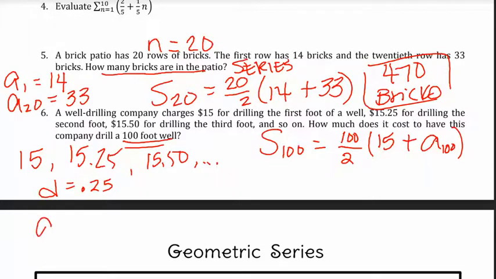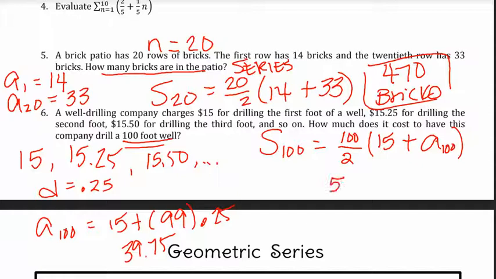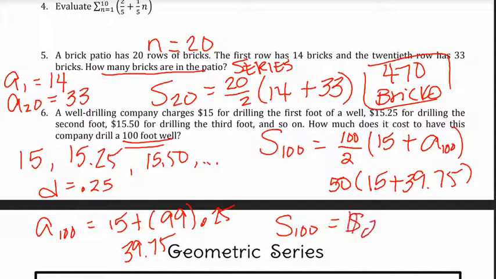So I'm going to have to do a sub 100 equals a sub 1 plus 99, because n minus 1 is 99, times 0.25. If I type all of that in my calculator, I get 39.75. So I have 50 times 15 plus 39.75. So for a 100-foot well, it's going to cost $2,737.50. So this is our video on arithmetic series.